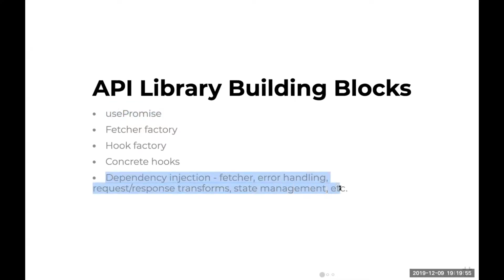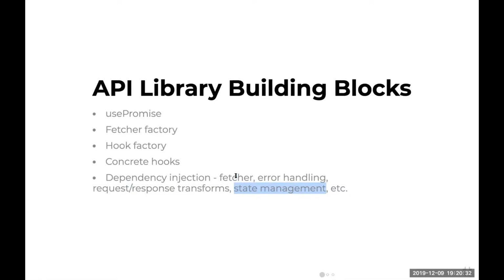I'm kind of moving down a little bit here, but we have error handling, we have request and response transforms, so you could do data normalization and denormalization when the data is sent back and forth to the API. You could do some state management, because what happens if you call a particular API endpoint, get some data, and then you subscribe to that data? So if it changes somewhere else in your app, your component will re-render. You want to have some state management functionality there.